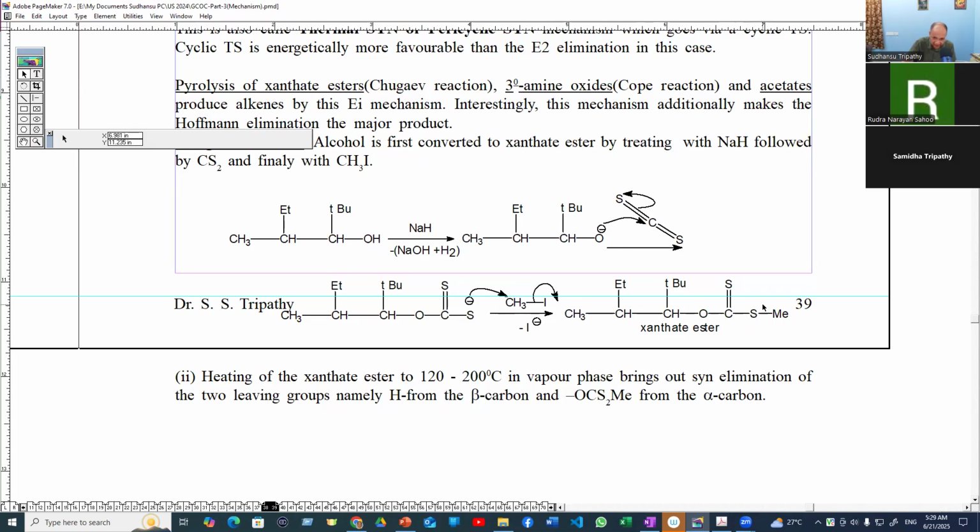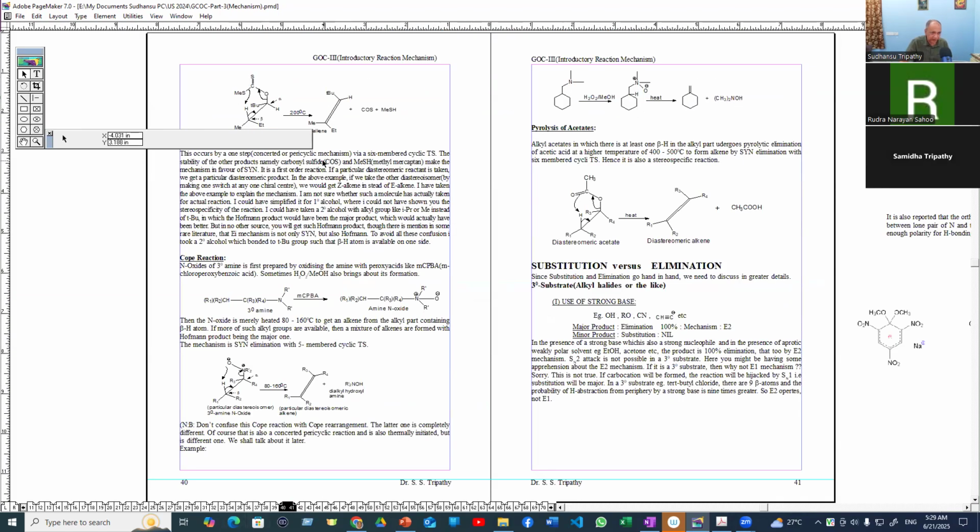This is xanthic acid, SH, and this is the methyl ester of xanthic acid, the xanthate ester. So if you want two things, syn elimination as well as Hofmann, then you have to convert the alcohol into xanthate esters. Not that xanthate esters are available in the market, but you have to design the synthesis to get xanthate esters and then heat it to get your desired Hofmann product or major product, as well as the syn.